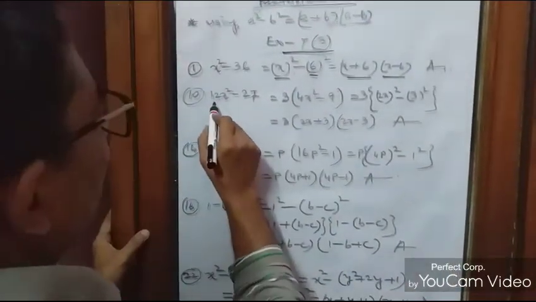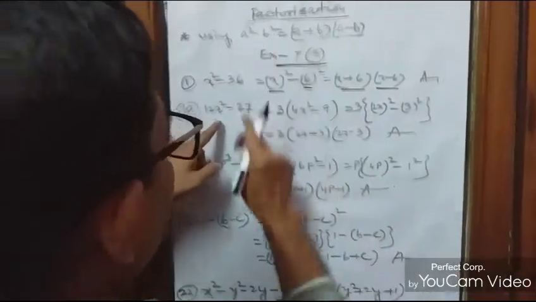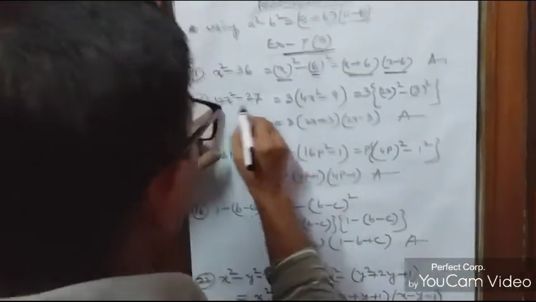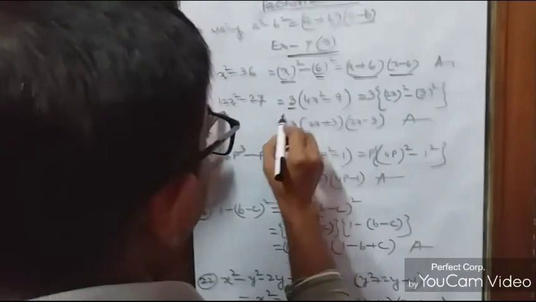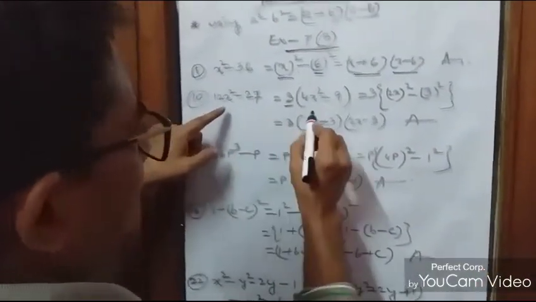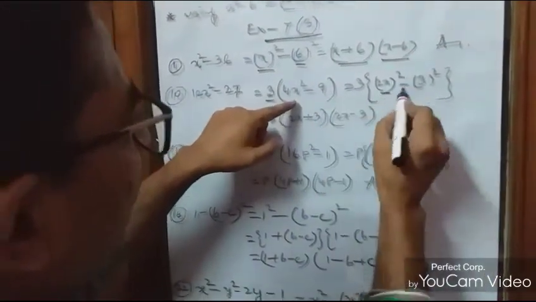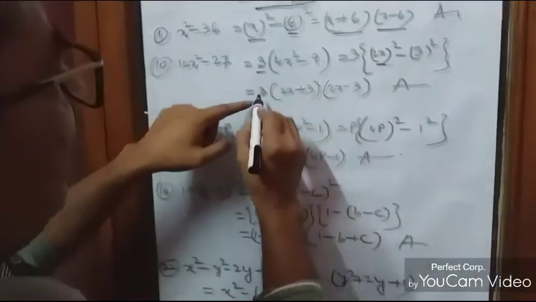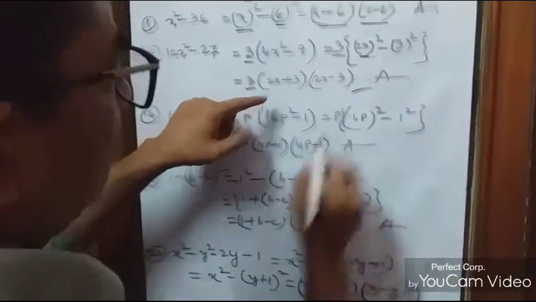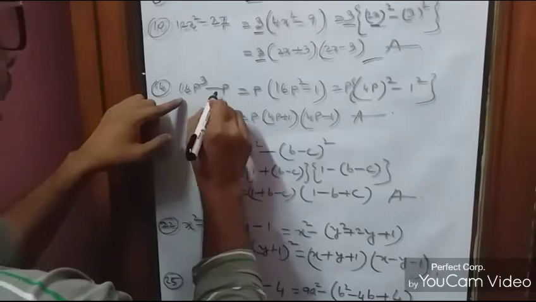Next is 12x square minus 27. Here it cannot be converted into this form directly. So initially we have to find the HCF of these two terms, which is 3, because dividing by 3 gives 4x square minus 9. Now 4x square can be written as 2x square minus 3 square. So 3 remains over here, and this is a plus b into a minus b, and this is your answer.